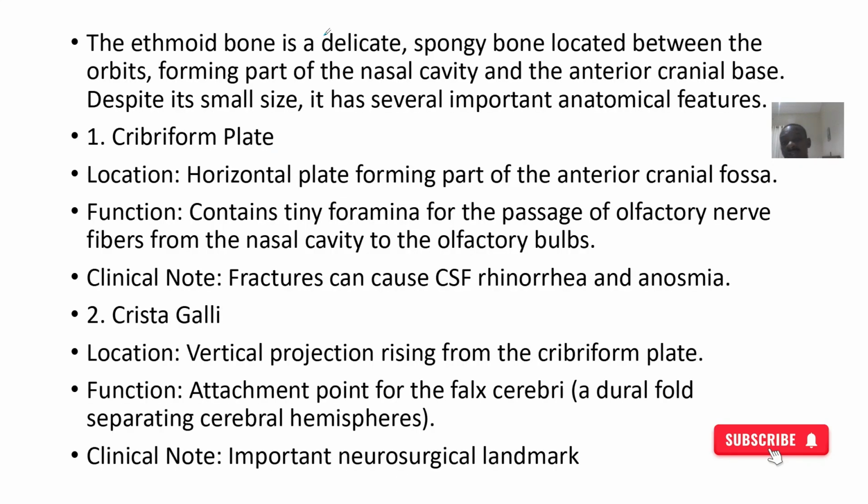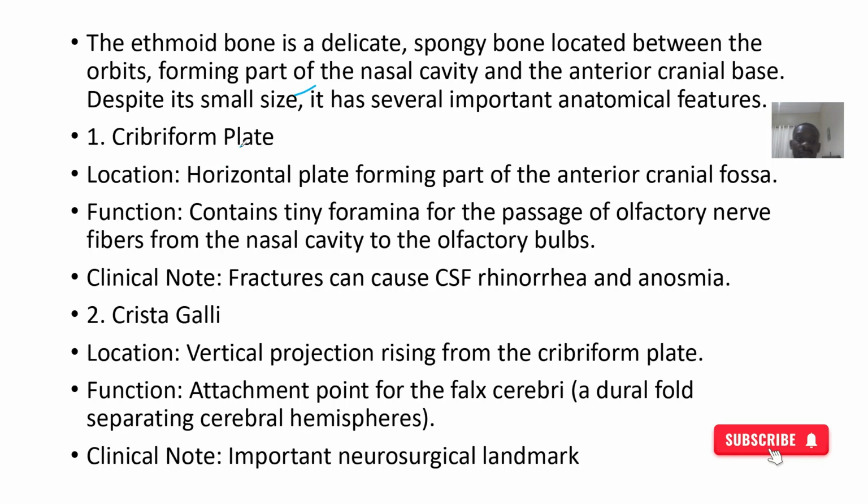So ethmoid bone, you should know that it's a delicate, spongy bone, and it's located between the orbits. That's between your eyes, above the nose. So it forms part of the nasal cavity and the anterior cranial base. It has a small size. It has several important anatomical features.